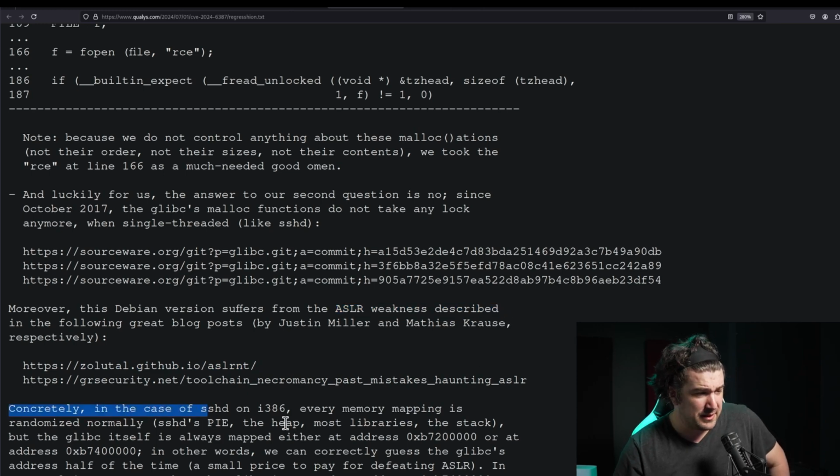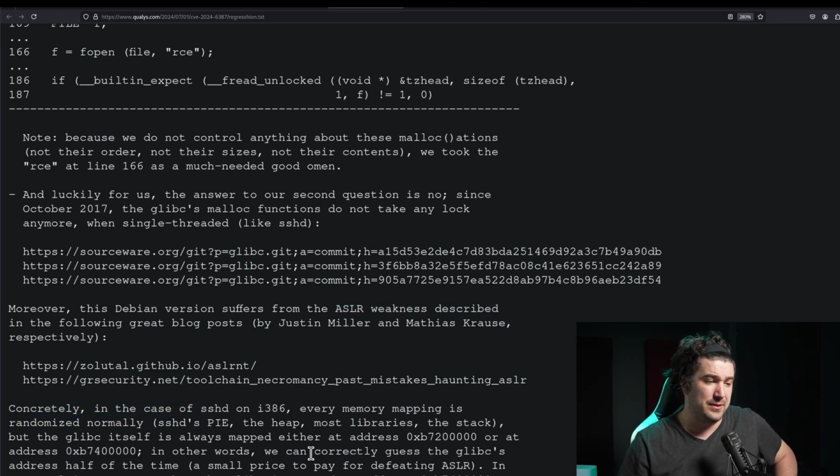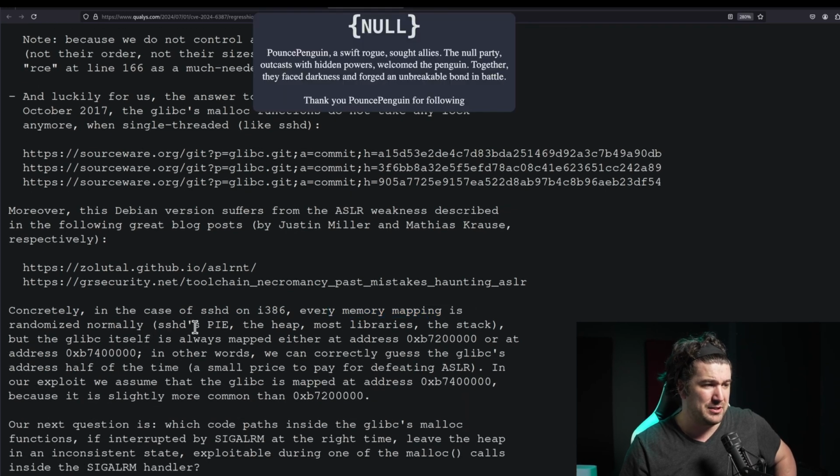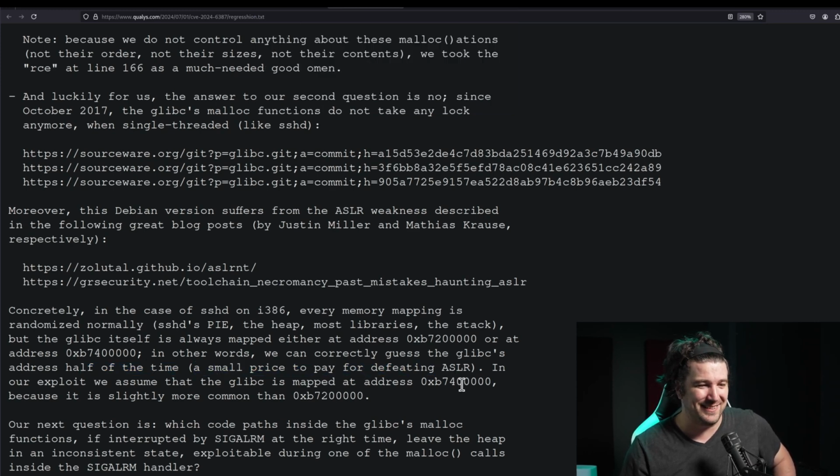In this case of sshd on an i386, every memory mapping is randomly randomized: sshd's PIE, the heap, most libraries, the stack. But the glibc itself is always mapped either at this address or at that address. In other words, we can correctly guess the glibc address half of the time. A small price to pay for defeating ASLR. In our exploit, we assume that the glibc is mapped to this address because it is slightly more common than the other.